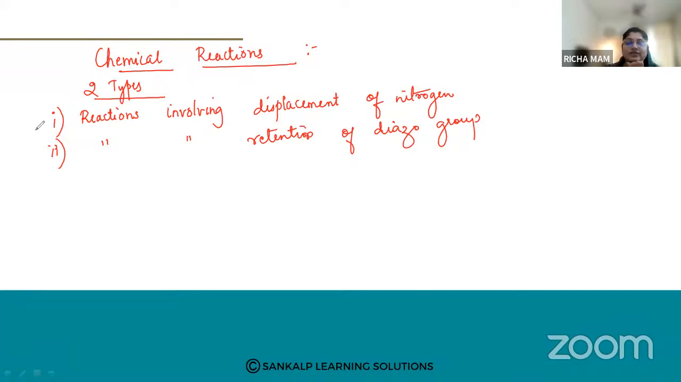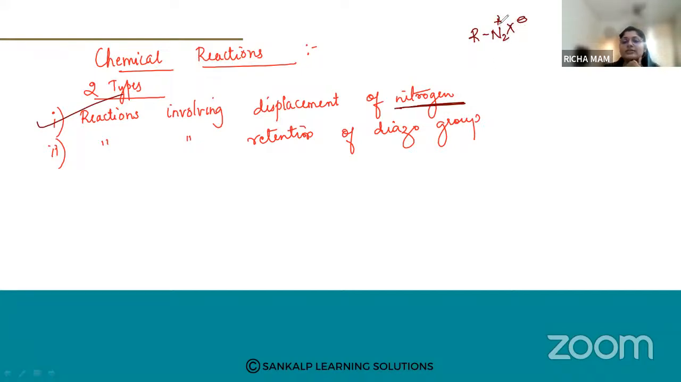So let us start with the first one: reactions which involve the displacement of nitrogen. So what is happening in this type of reaction? We have the nitrogen. Let me take a diazonium salt. How are we going to write it? We are going to write RN2+ X-, right?